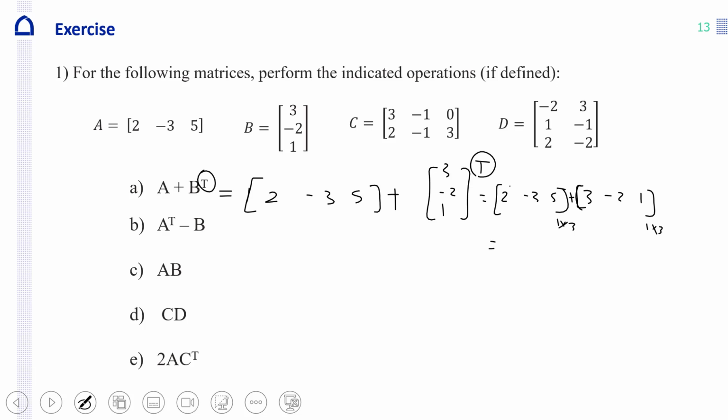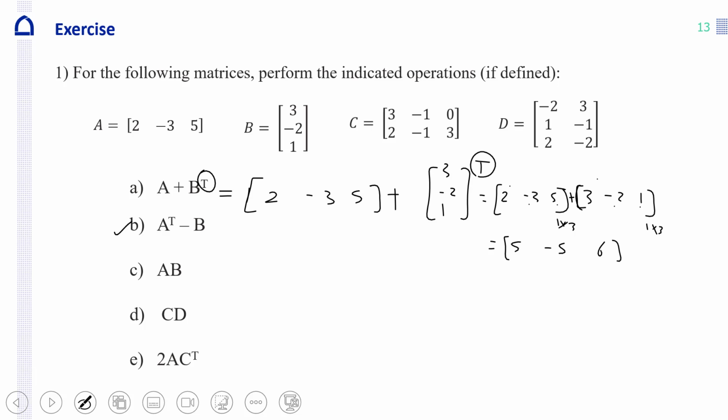So the first one with the first one, so you have 5. The second with the second one, you have -5. The third with the third, you have 6. Okay.